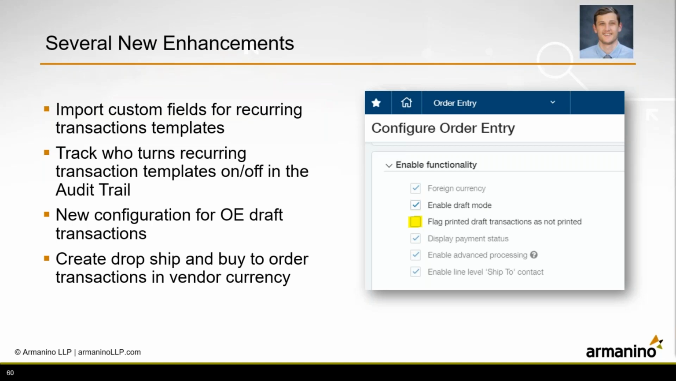No worries. The next is you're going to be able to track who turns on and off your recurring transaction templates. So the audit trail now shows a really detailed timestamp, the user who performed this action, and whether it was changed from on to off or off to on. In the past, the audit trail wasn't as descriptive as it will be now. So a good change here just for audit purposes in terms of the recurring transaction templates.